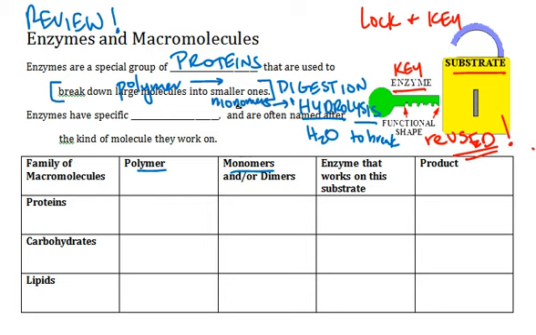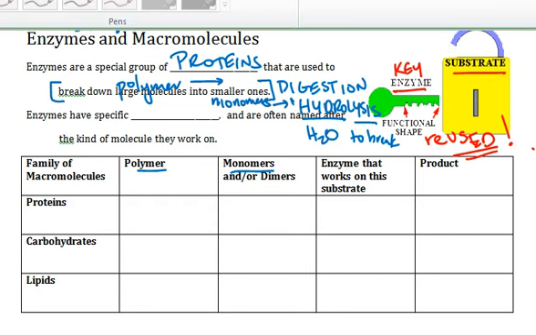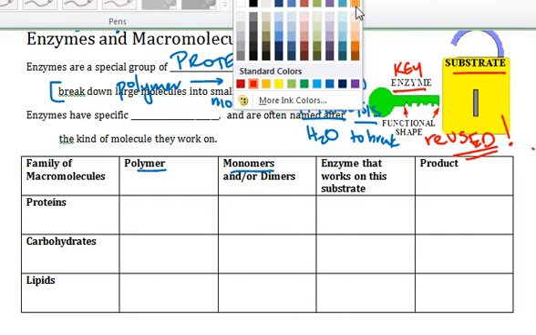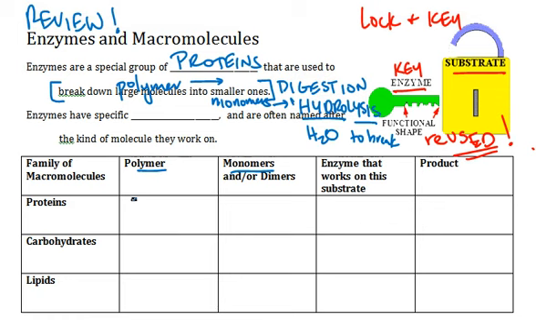So let's talk about how these enzymes work on different substrates. So if we had proteins as our substrate, or carbs as our substrate, or lipids as our substrate, that enzyme is going to do different things to that substrate. So proteins. So protein is itself the polymer, but sometimes it can be referred to as a polypeptide.